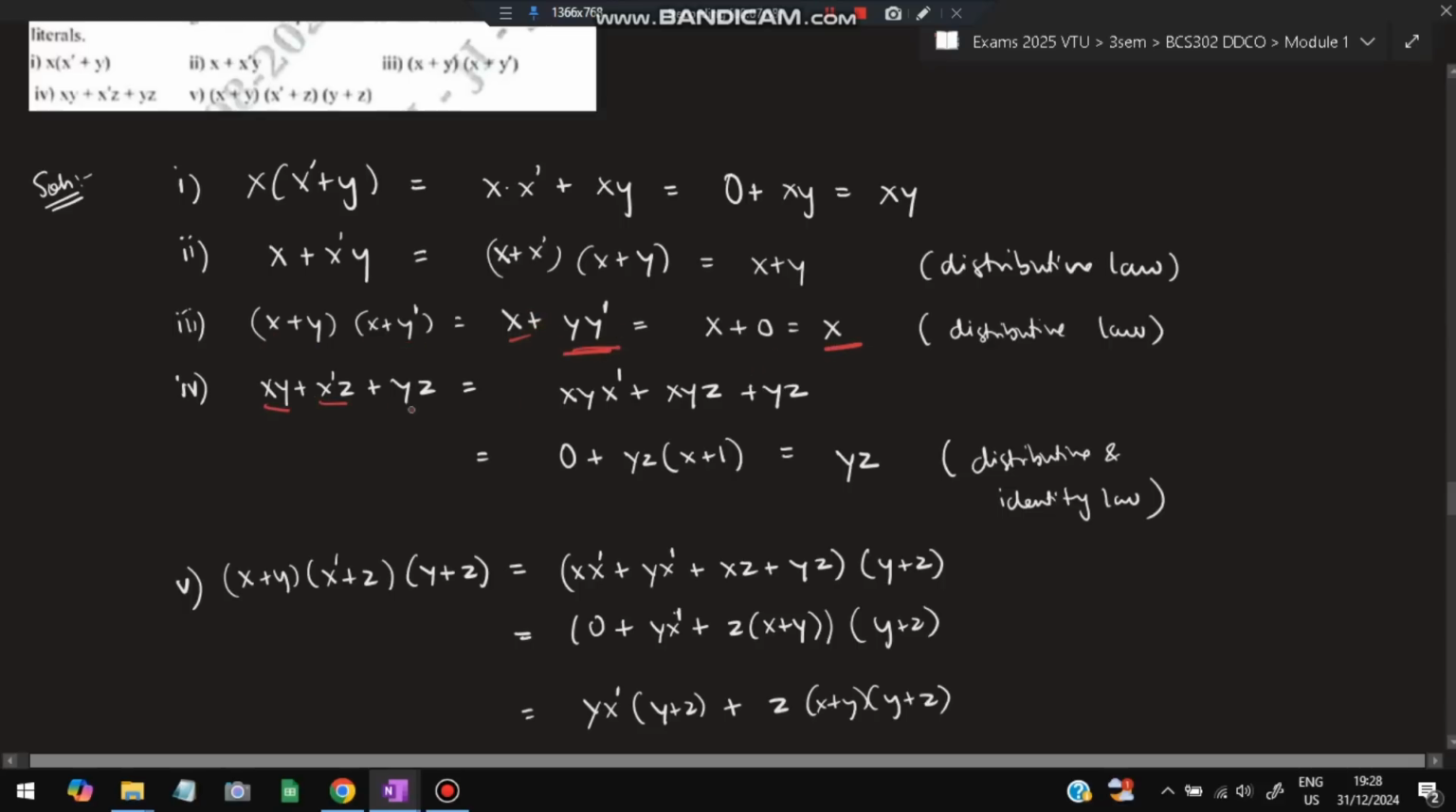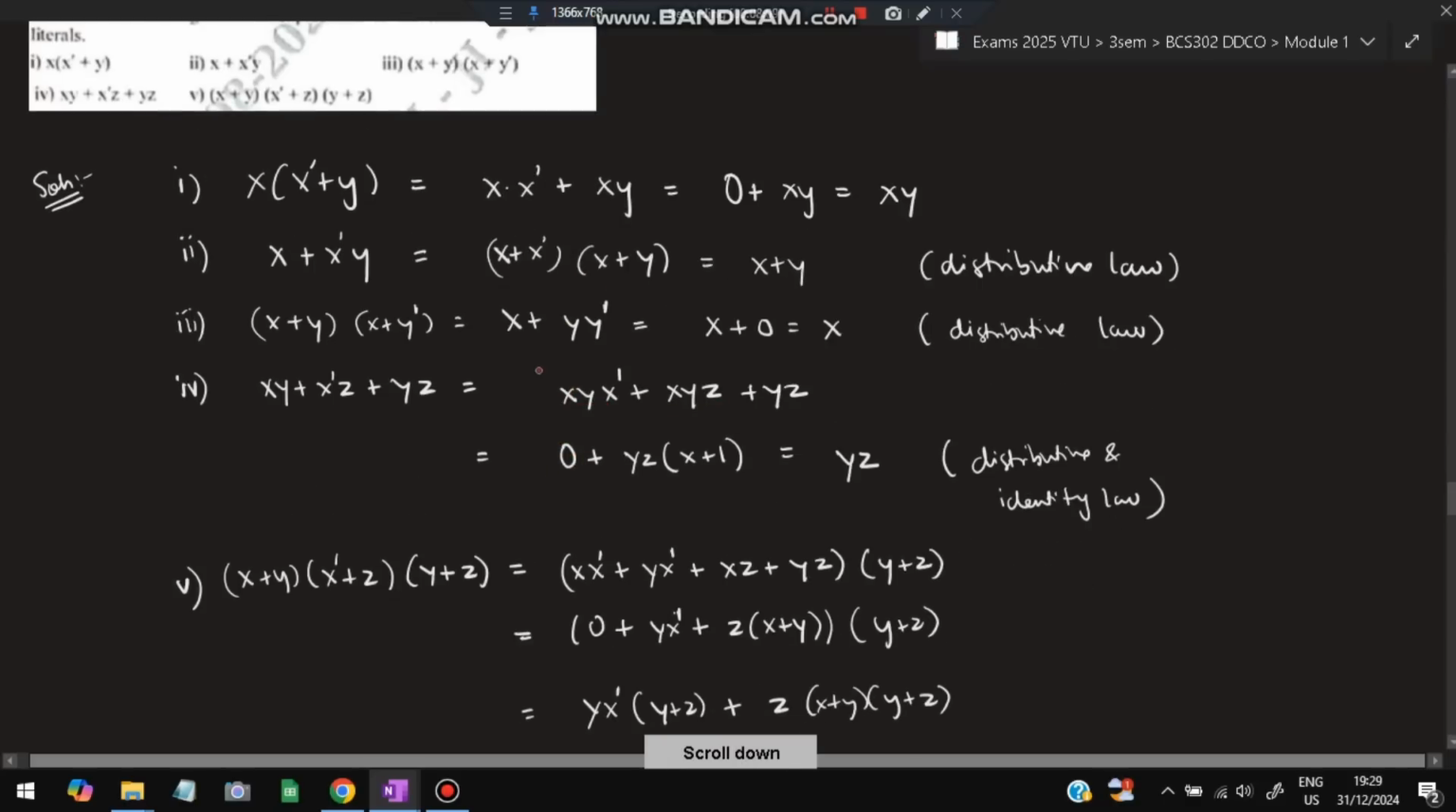xy plus x dash z plus yz. Now what we are doing is multiplying xy with x dash z. So it will be xy x bar plus xyz. Just multiply xy with this one and multiply xy with z, then put an add in between. So you'll get these two terms. In this term, x bar is there, x is there, so they will cancel each other out. It will become 0.